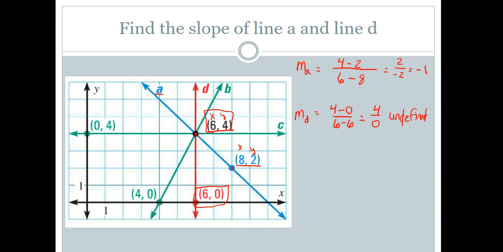You could have seen that on the picture as well, because any vertical line has undefined slope. Any horizontal line like line C has a slope of 0. So that's easy to tell as well. The rest you would need to use this formula and calculate out the slope.